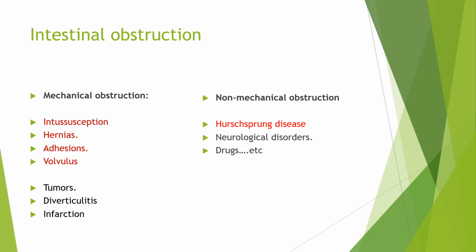This slide here represents the different causes of intestinal obstruction. It is subdivided into mechanical obstruction and non-mechanical obstruction, which we call functional obstruction, like in achalasia of the esophagus. The main disease that we will talk about is Hirschsprung disease. Mechanical obstruction can be a result of intussusception, hernias, adhesions, volvulus. I will talk about them in the next slides. And in older patients, sometimes also tumors, diverticulitis, and infarction or ischemia can cause obstruction.